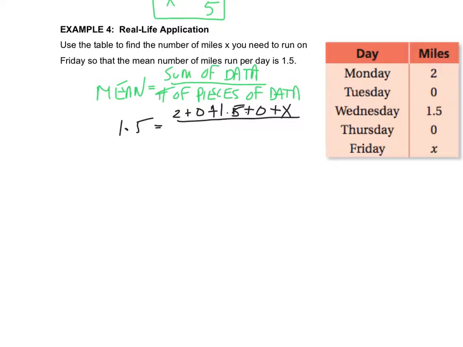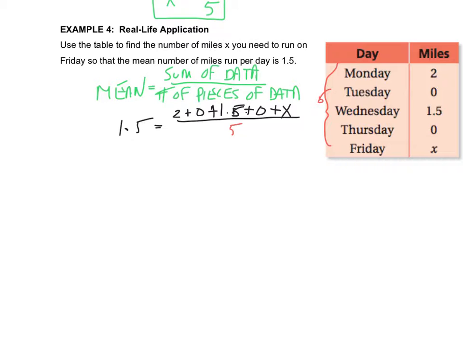So the number of pieces of data. This is tricky here. We have to make sure we don't make a mistake. So how many days are we talking about? We're actually talking about 5 days. We're not talking about 4 because we have numbers for 4. We're actually talking about 5 days, and it's important that we put that 5 because we're trying to make an average including all 5 days. But this is now the equation that we're going to solve.